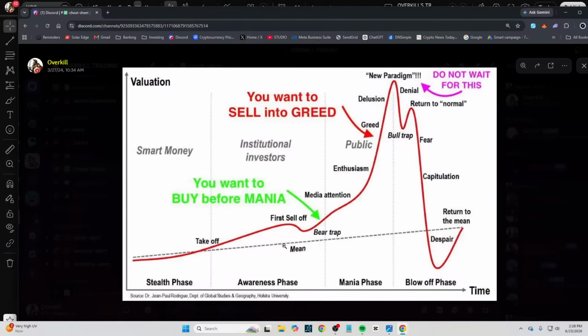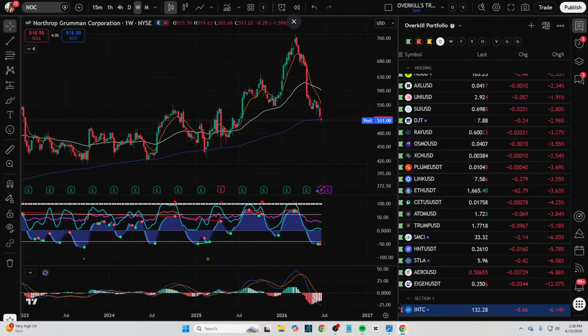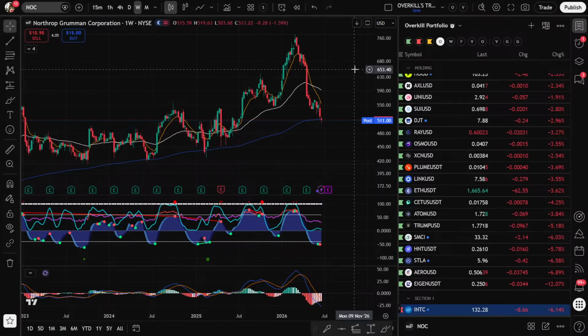We want to buy them at their averages or below their averages, right? We don't want to buy them way up off the average, because then we're paying a premium, right? We don't want to be buying up here at 670. We want to be buying into the mean. I actually like this one a lot.